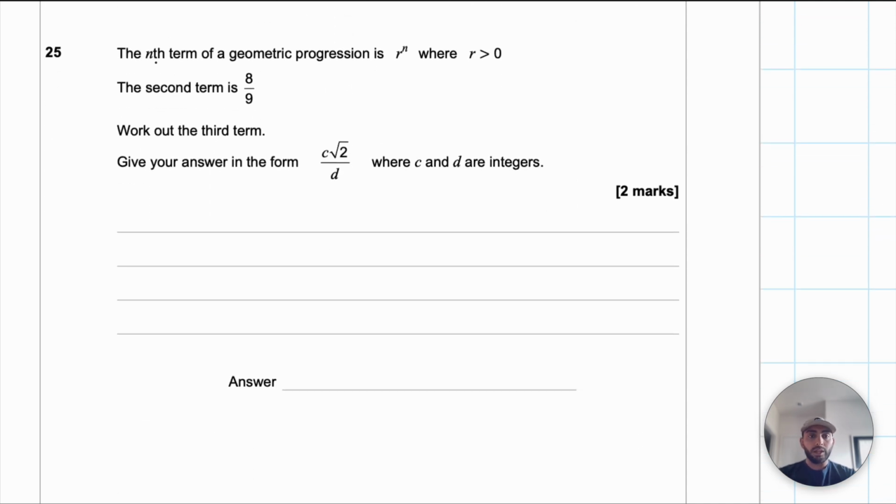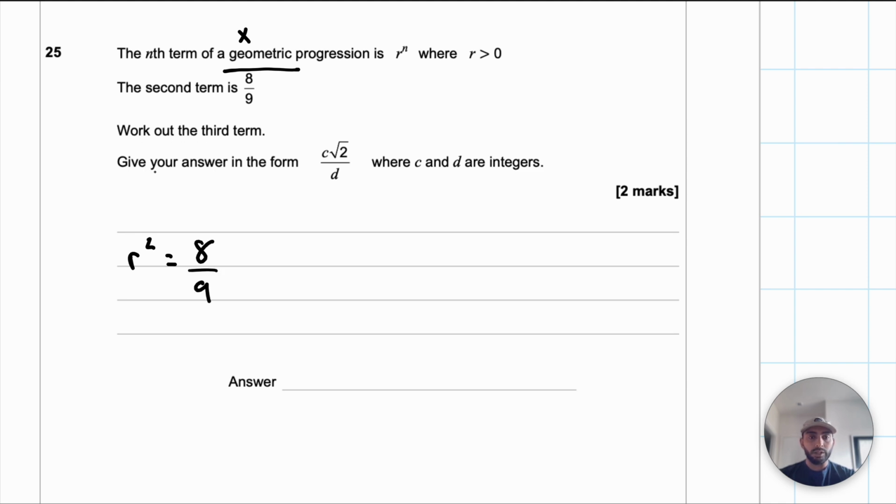Question 25. The nth term of a geometric progression. Geometric just means that it's being multiplied by the same thing every time. Is r to the power of n, where r is more than 0. The second term is 8 over 9. So when I substitute 2 into this, I get 8 over 9. So we should write that down. r squared is equal to 8 over 9.